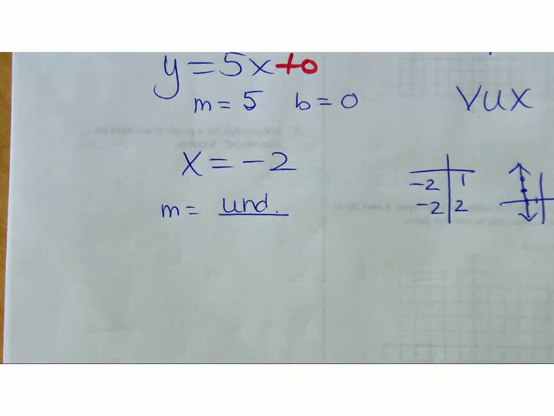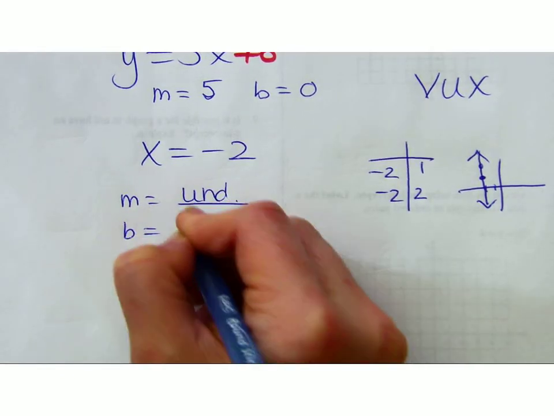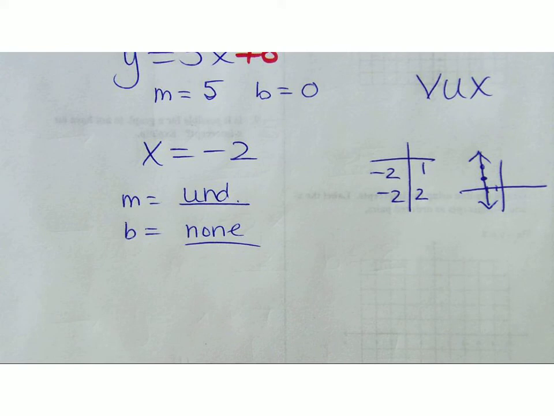What's your y-intercept? Is there one? Where is this line touching the y-axis? It's never. It's parallel to it. So for b, what would you put? None. There is no y-intercept. Do you remember that being a test question before? Is it possible for a line to not have an intercept? And you said, yeah, it's just parallel to it. All right, are we good?